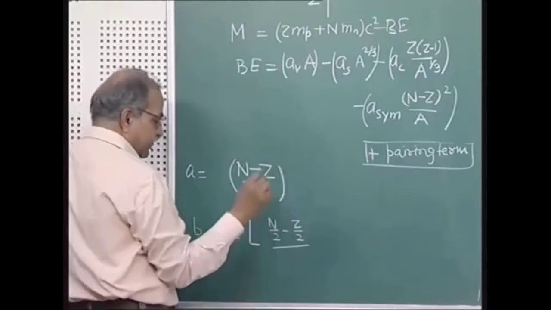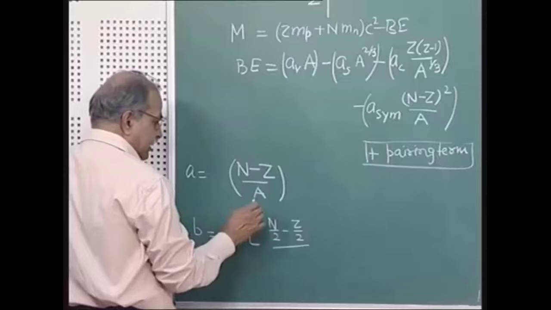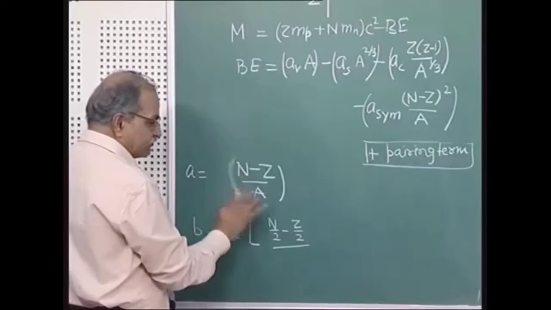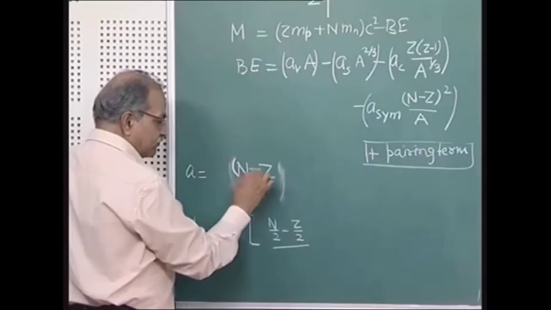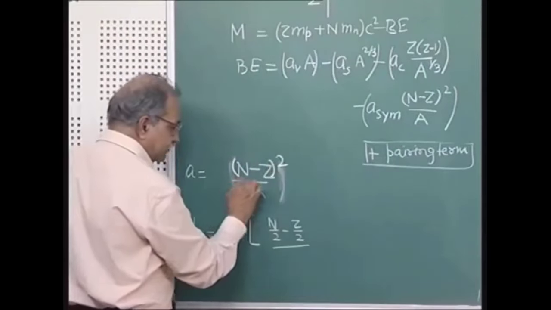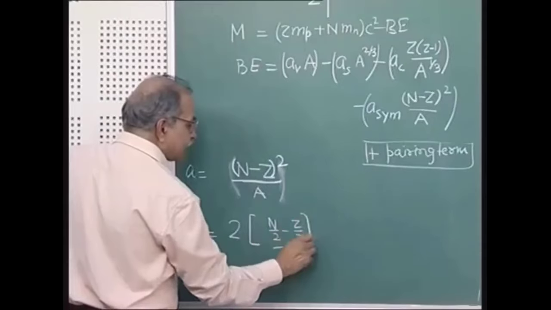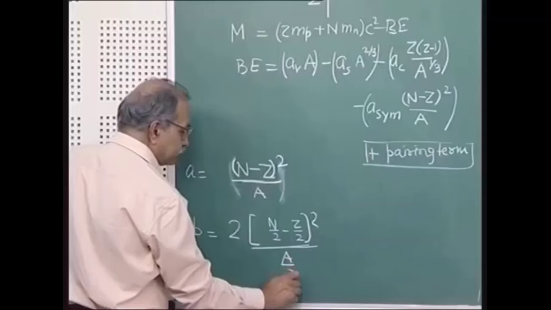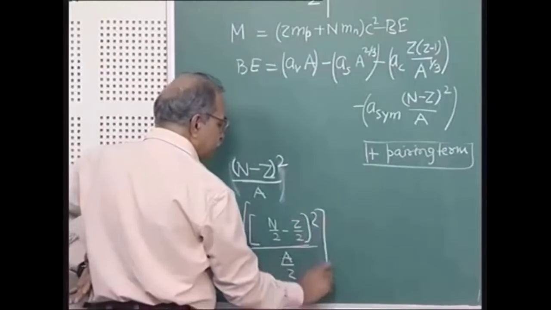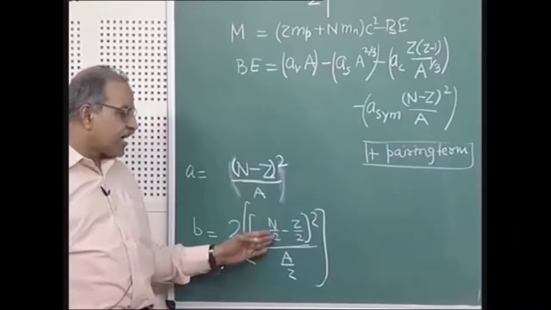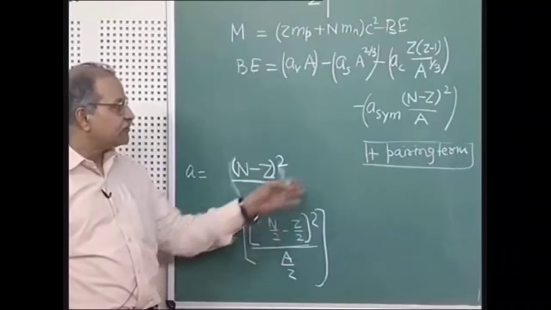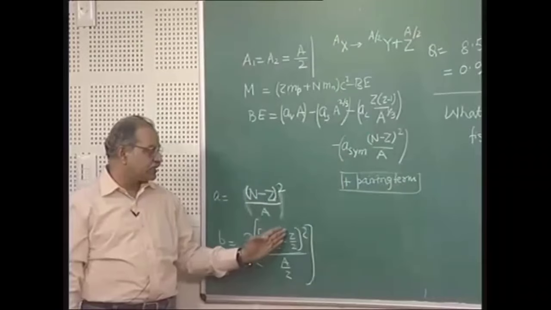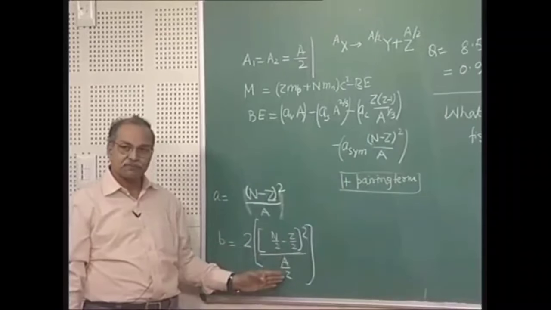square of this. How do I write? This a should be outside. So, this bracket is smaller like this. So, this is squared here and then divided by A by 2. So, for each fragment the asymmetry energy will be minus a_sym multiplied by (N by 2 minus Z by 2) squared by A by 2.